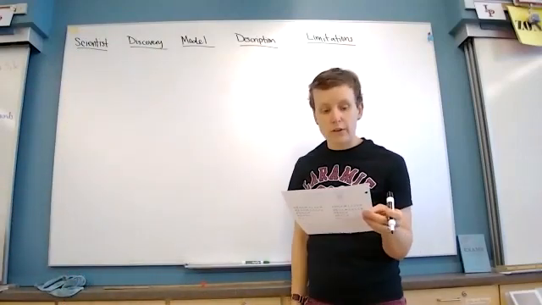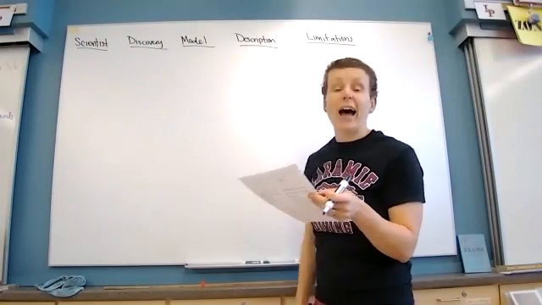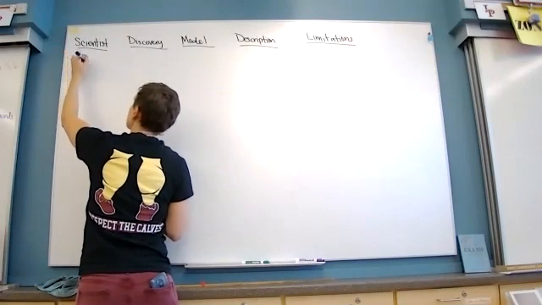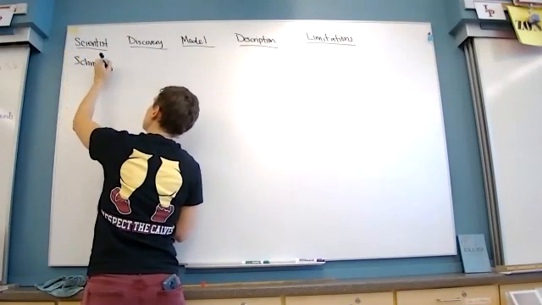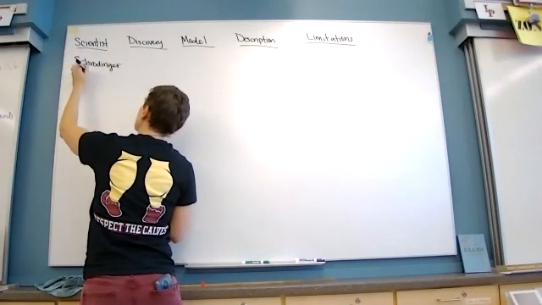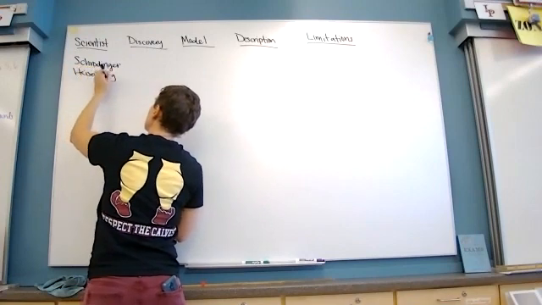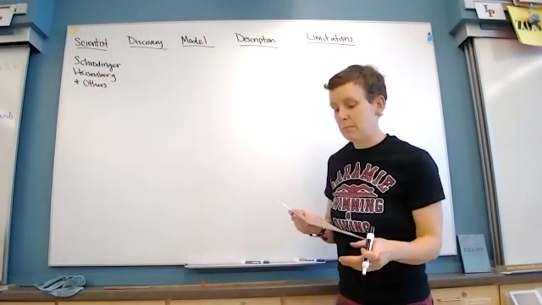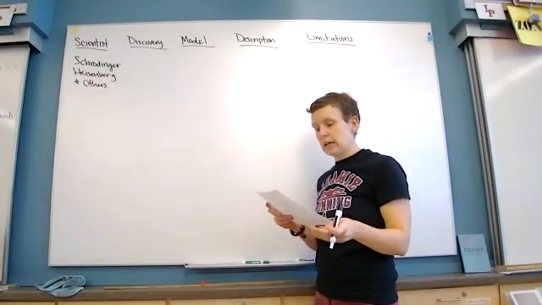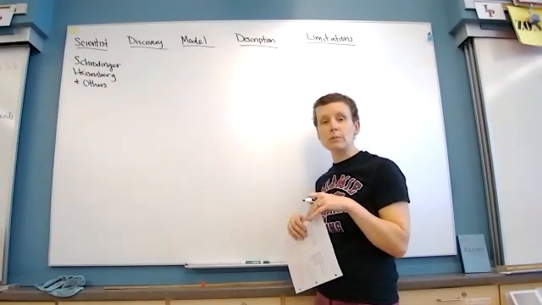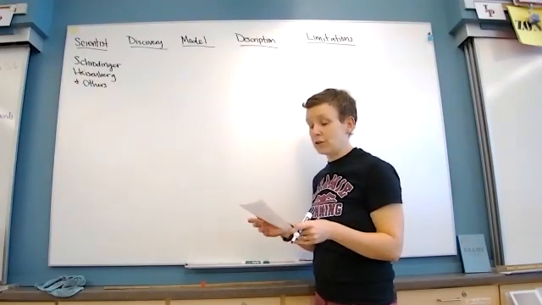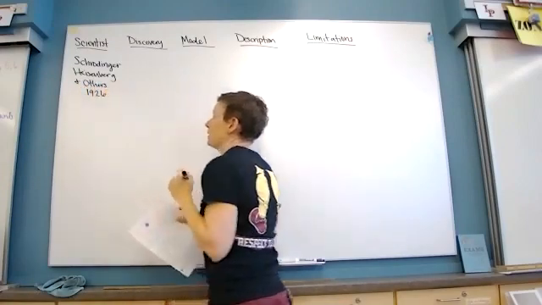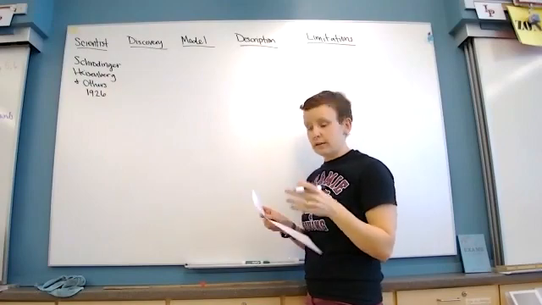Okay, so our scientists for this model are Schrödinger, Heisenberg, and others. We're going to give all of them credit, okay? Schrödinger applied the math to figure out orbitals. Heisenberg had the uncertainty principle, and others have contributed as well. And the year is 1926 when this model sort of got solidified, okay?